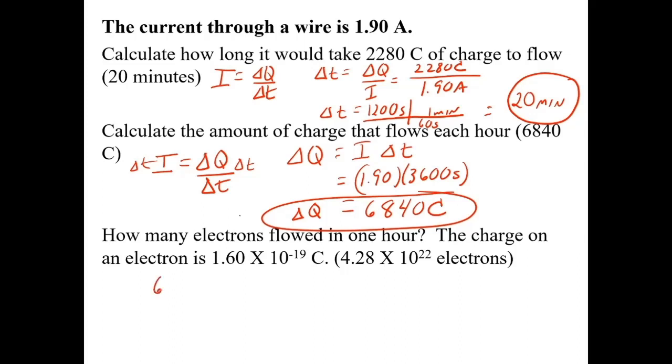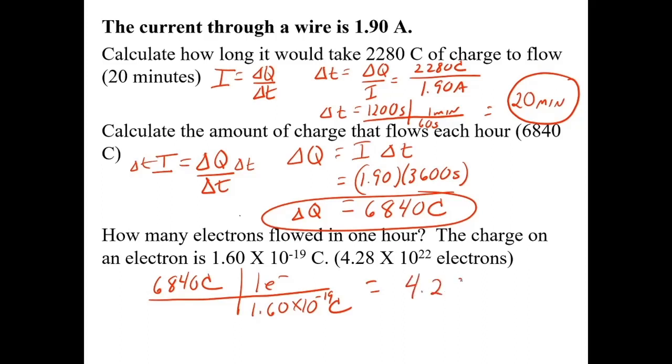You can imagine the little electrons going by like runners in a race, if you're watching a marathon. And then it's a pretty easy matter to convert all that into how many electrons flow. Because we know one electron is 1.6 times 10 to the minus 19th coulombs. And that comes to 4.28 times 10 to the 22nd electrons. So we're getting close to a mole of electrons flowing in an hour through that particular circuit.